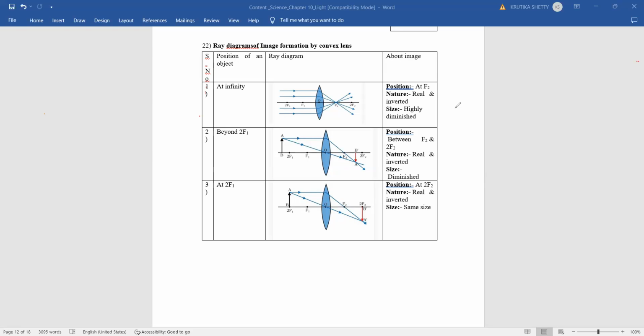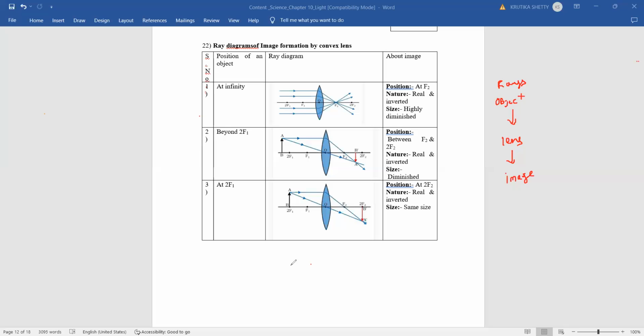First one, pay attention here. To draw the ray diagram, you have two things. One is the object, and the rays from the object fall on the lens, and the rays that emerge out form an image. So object, lens, and image: three things are required here. First try to understand the positions, then you will get to know.